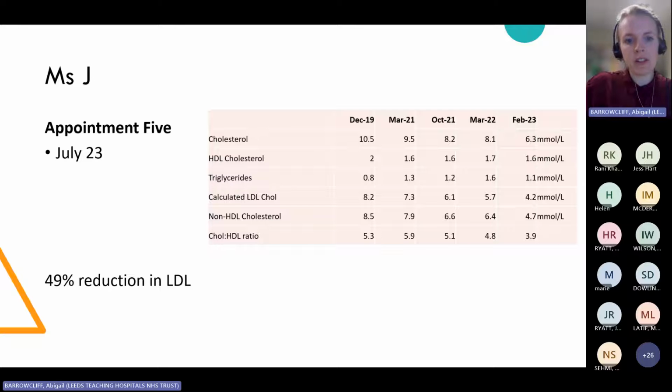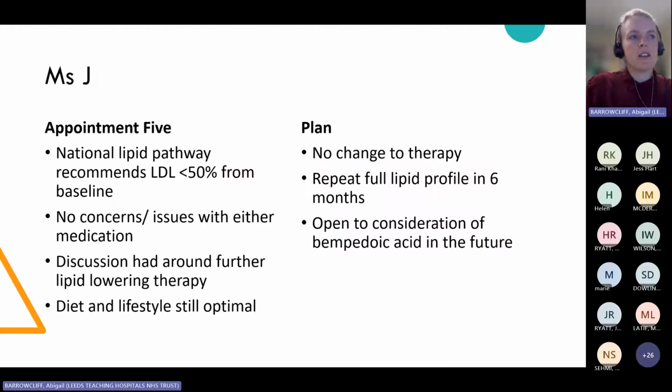And there we go. We've got a 49% reduction when the full lipid profile was rechecked in February 2023. So with a 49% reduction, NICE target has pretty much been met. But 4.2 millimoles per litre is still quite a high LDL. You may find some patients are given a hard LDL target, for example, of less than 2.5 millimoles per litre. We know that the lower the better.